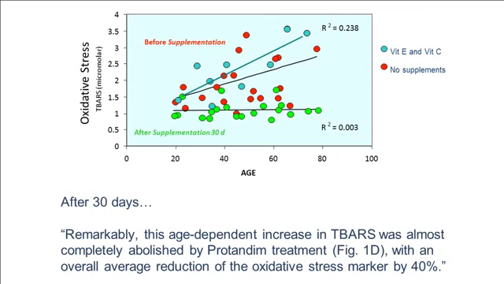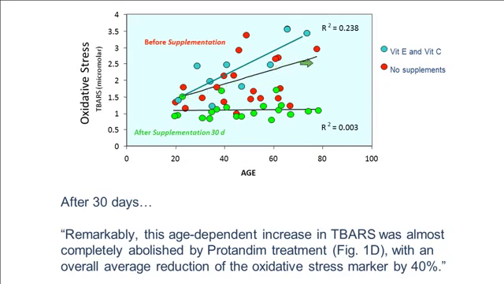The more profound thing that they saw, however, was the reduction in oxidative stress measured by TBARS. And so if you look at this black line here, this was the baseline group, okay, and their level of oxidative stress based on age. So they went from people from the age of 20 all the way up to the age of 80. And as you can see, as you get older, the oxidative stress level increases.